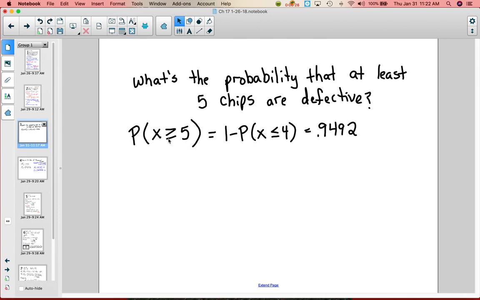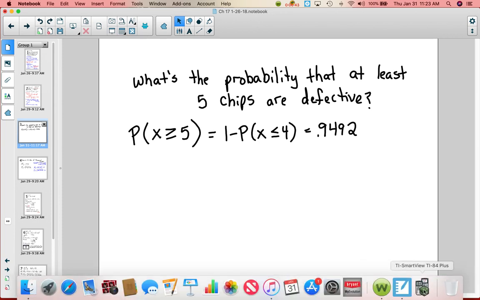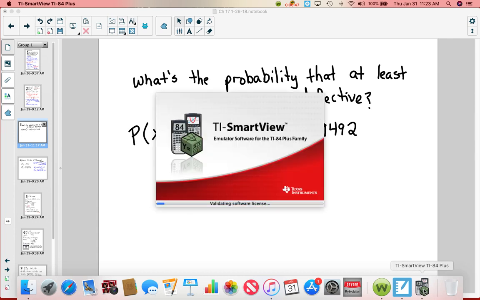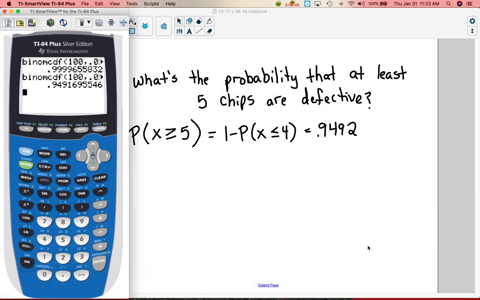If this had been strictly greater than 5, then this would have been less than or equal to 5. So you have to stop and think about that when you are dealing with a discrete distribution. Then you can just evaluate this on your calculator, which I did do, and evaluated that answer.